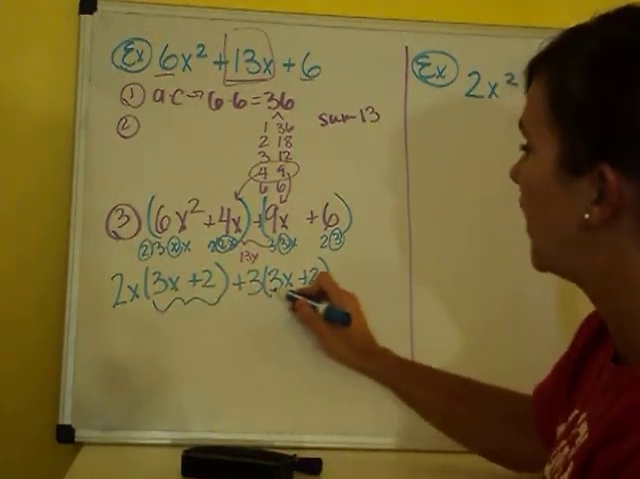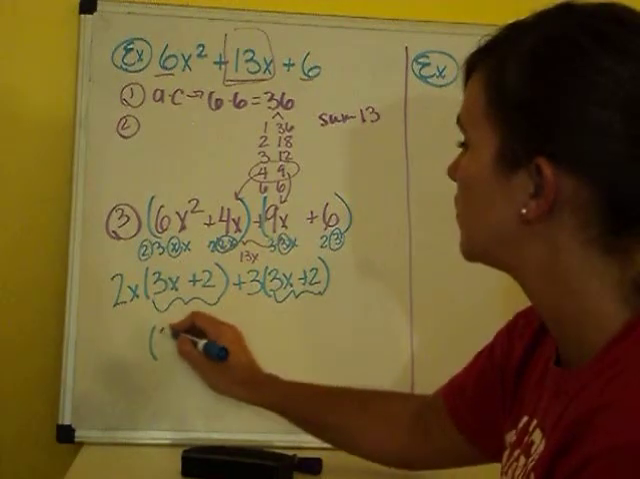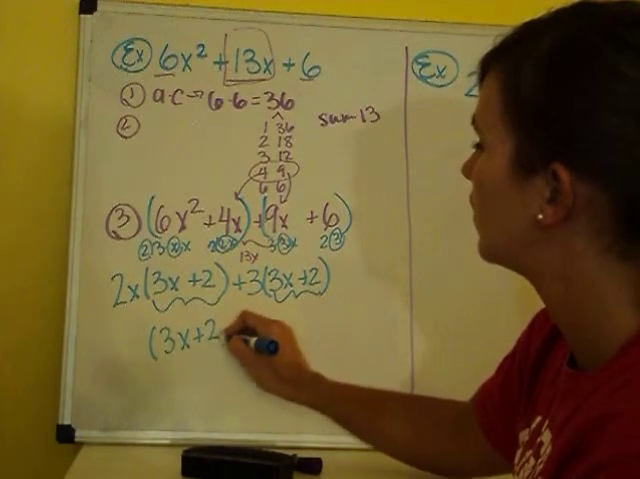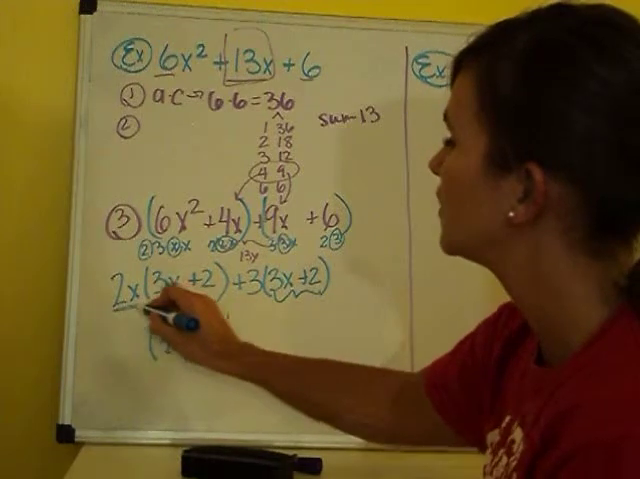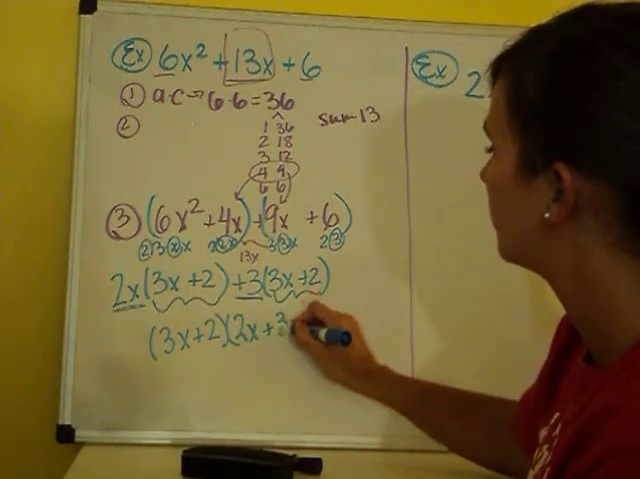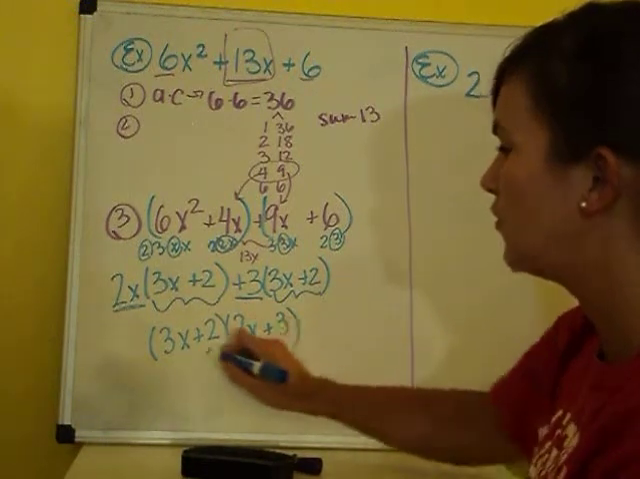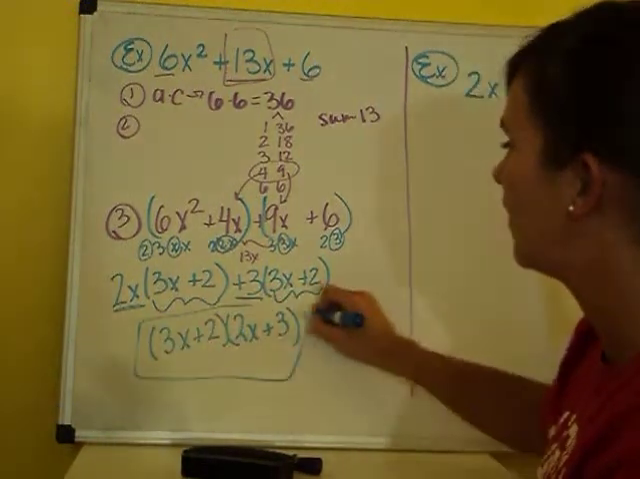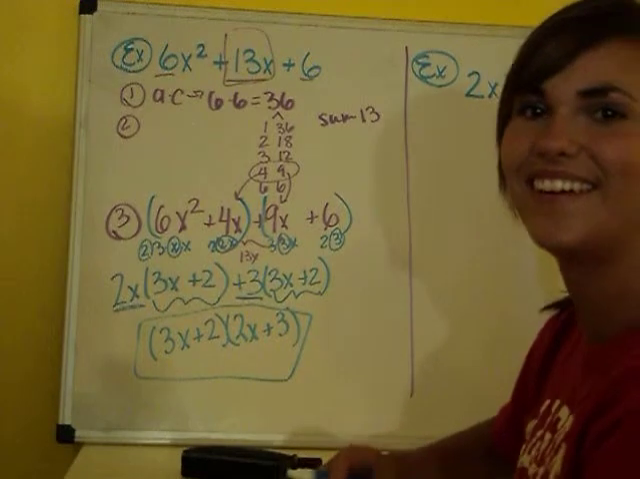Both of these share that 3x plus 2, and then my leftovers are 2x plus 3. I now have two factors being multiplied together, so I'm done. Okay?